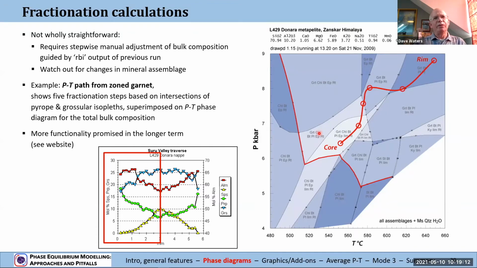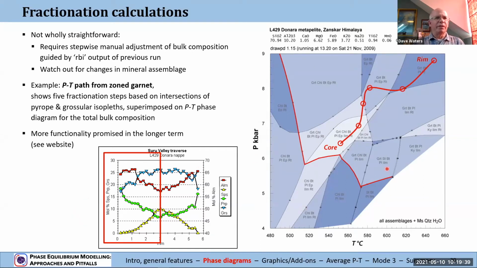I hinted earlier that it's not impossible to do fractionation calculations. It does require manual, stepwise adjustment of the bulk composition that you can get from the RBI output. So you've got to do it one step at a time, manually change the bulk composition, and run it again. And also because the calculations are phase assemblage specific, if you hit a phase boundary, you've then got to change the mineral assemblage and start again from the boundary. It's not impossible, but it's hard work.